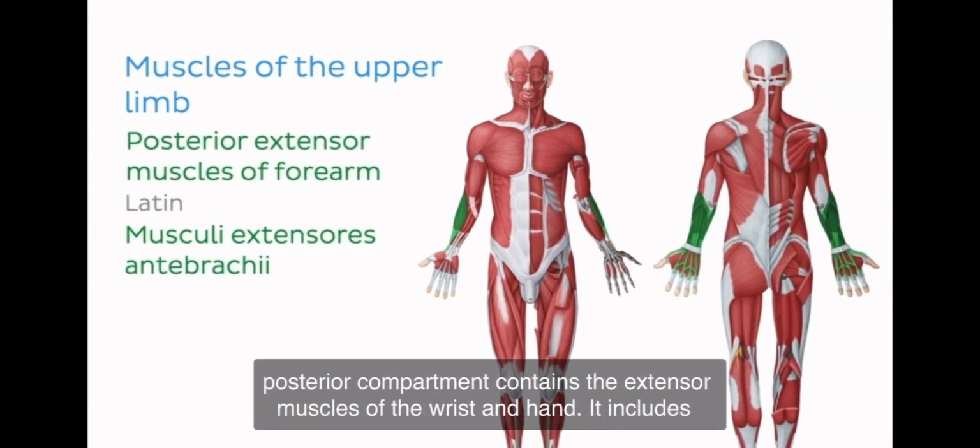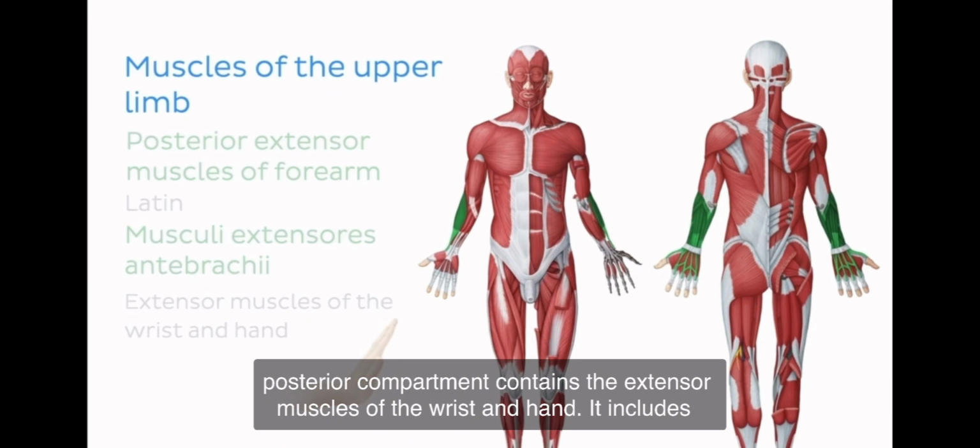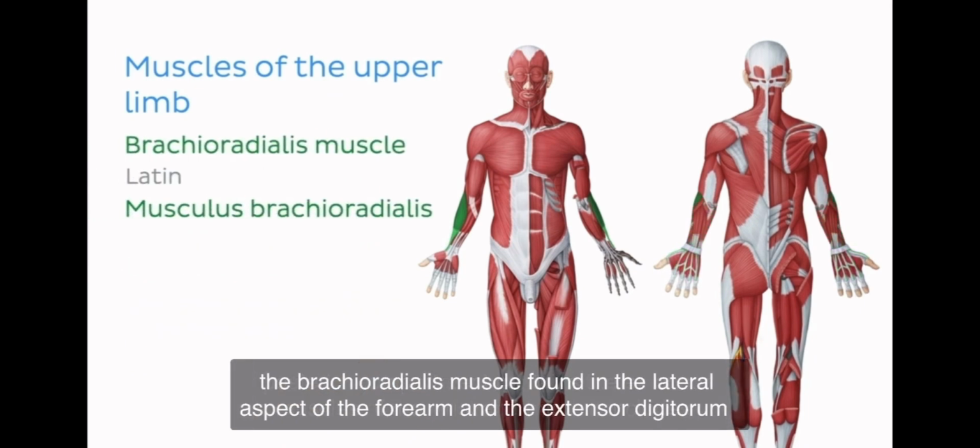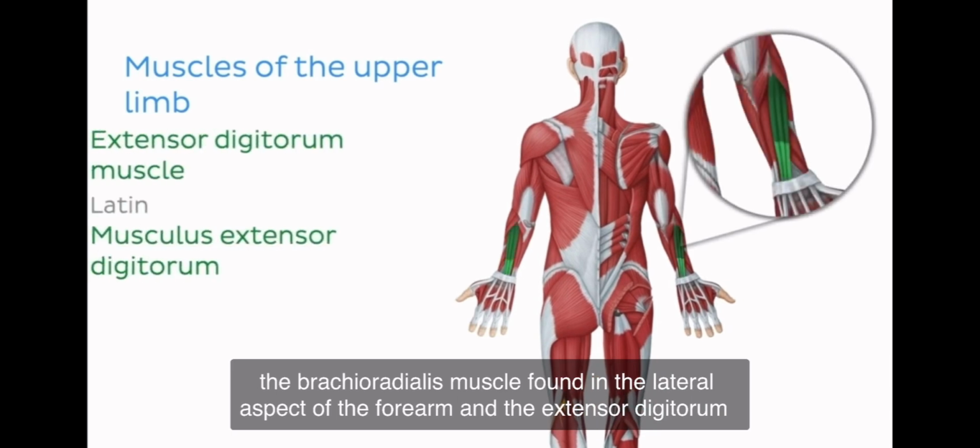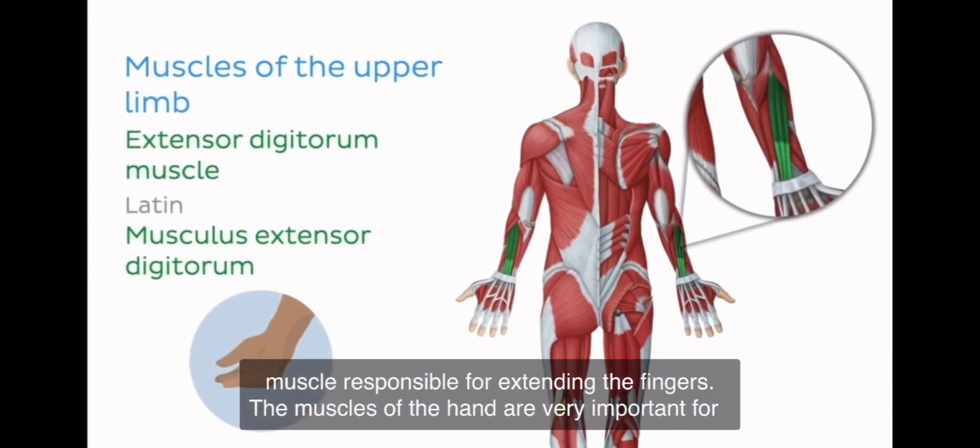The posterior compartment contains the extensor muscles of the wrist and hand. It includes the brachioradialis muscle, found in the lateral aspect of the forearm, and the extensor digitorum muscle, responsible for extending the fingers.